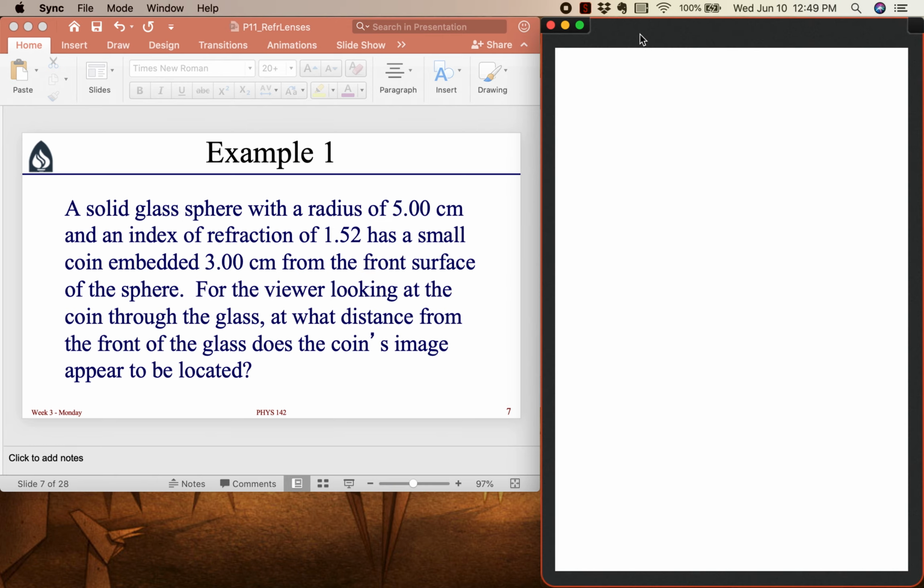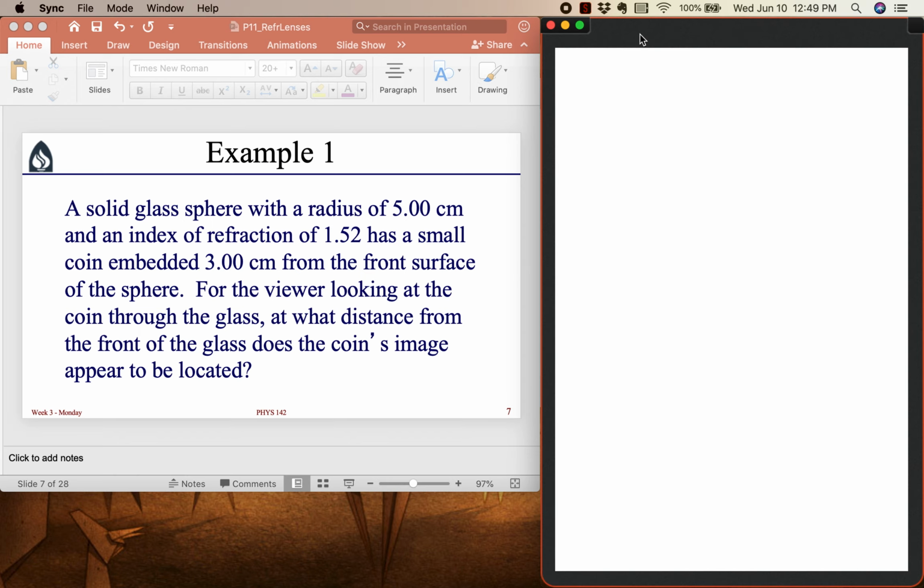In this example, we have a solid glass sphere with a radius of 5 centimeters and an index of refraction of 1.52. It has a small coin embedded 3 centimeters from the front surface of the sphere. For the viewer looking at the coin through the glass, at what distance from the front of the glass does the coin's image appear to be located?